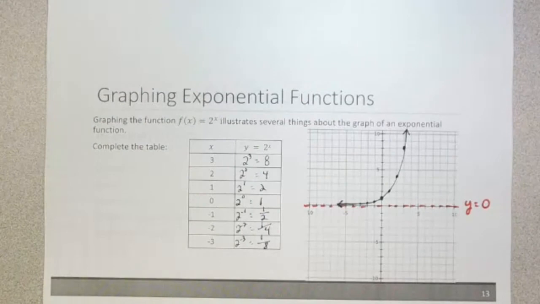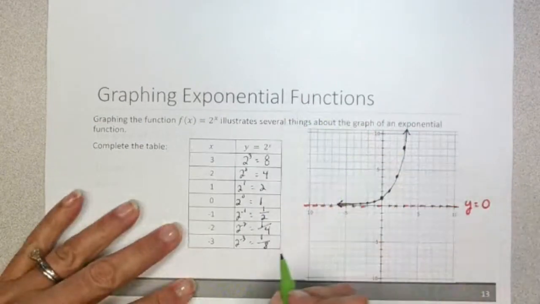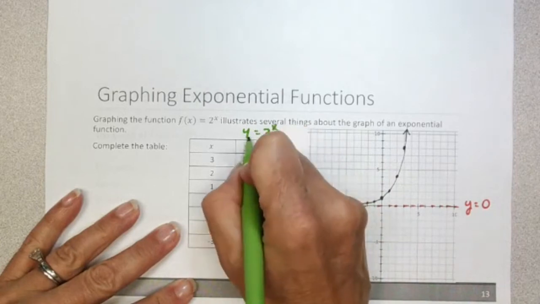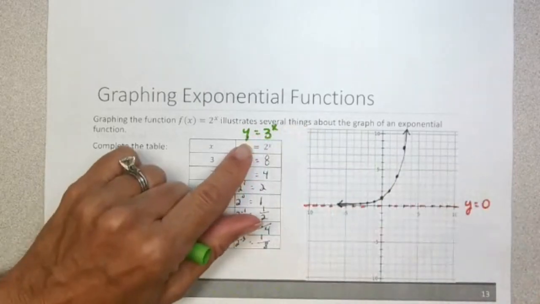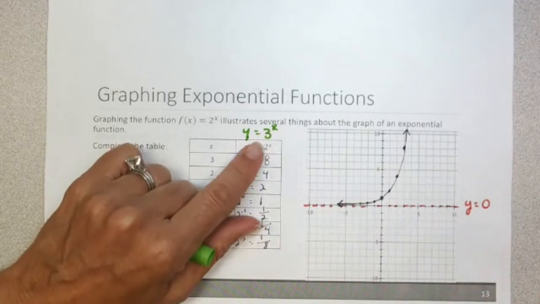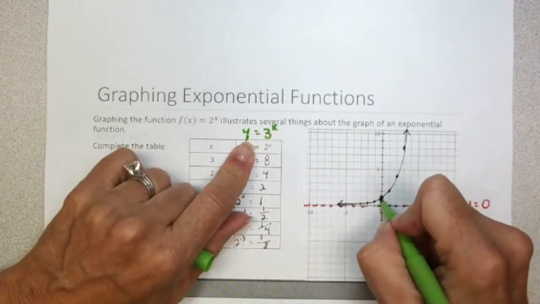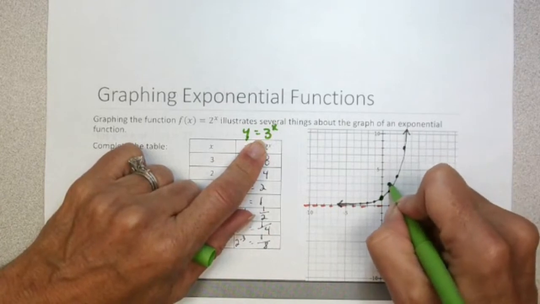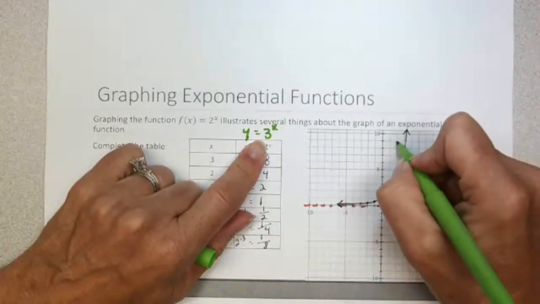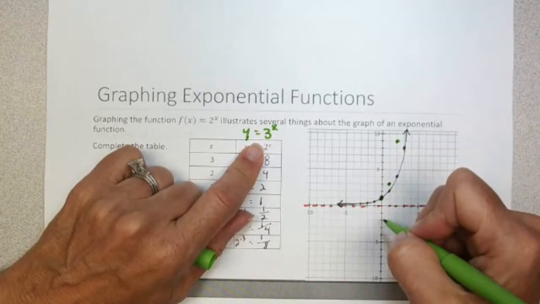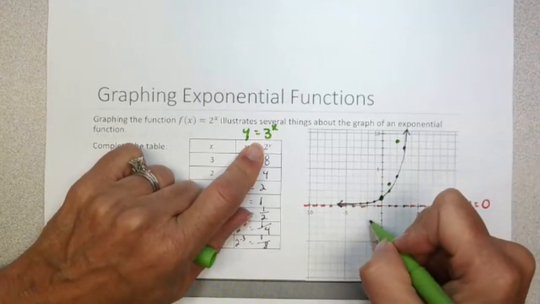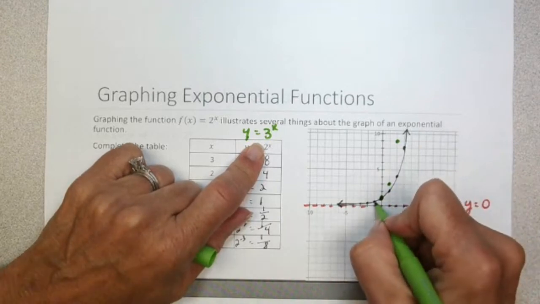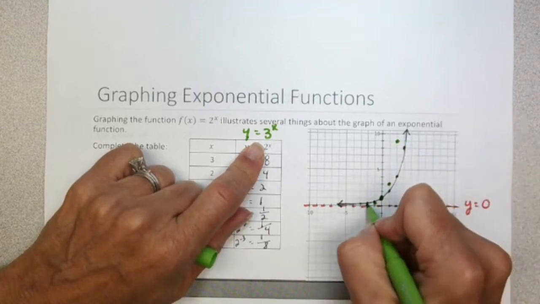Say we wanted to graph y equals 3 to the x, right? Well, when x is 0, 3 to the 0 is 1, so y is still 1, and we share this same point here. When x is 1, y is 3 to the first power, or 3. When x is 2, y is 3 squared, or 9. When x is -1, y is 3 to the negative first, or 1/3, right? Like that, and so on.